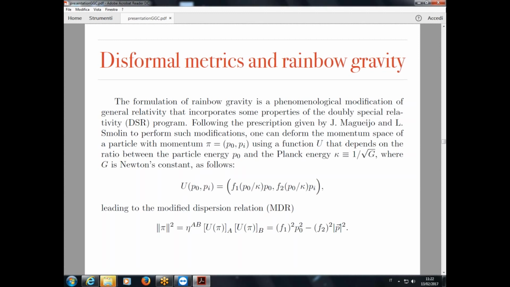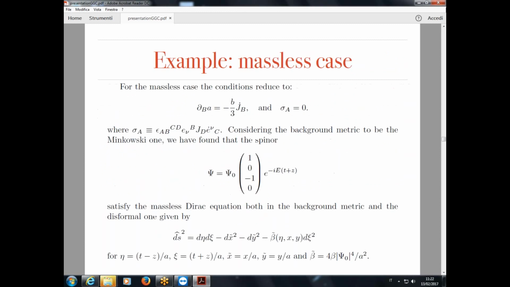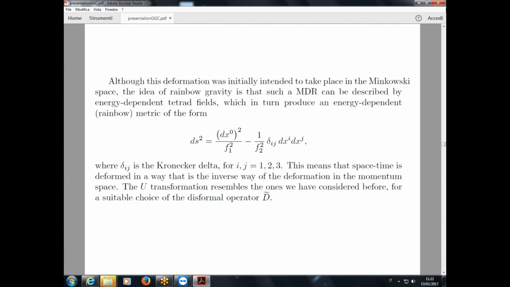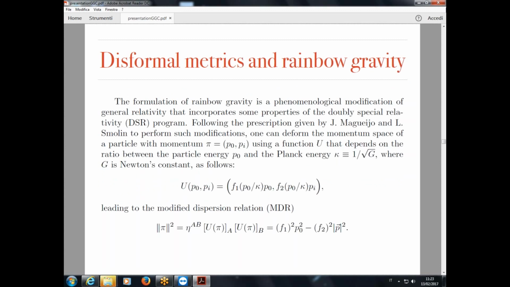And because of the way you change these, you have a metric that is energy dependent. And Magueijo-Smolin suggests that you can do this by an operator acting on the tangent, cotangent space, changing the norm of the momentum. But he did not explain which operator this is. But then you can use what we've seen before, that when you change the momentum space using these formal metrics, the metric itself changes in the inverse way. So this is perfectly described by these formal metrics. You just need to find the tetrad.